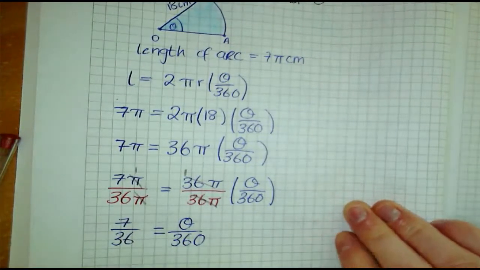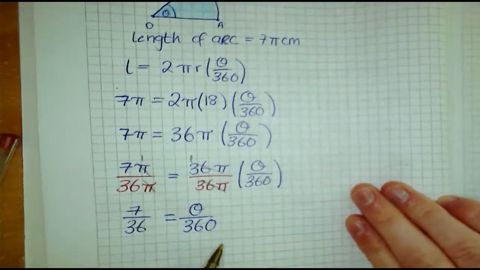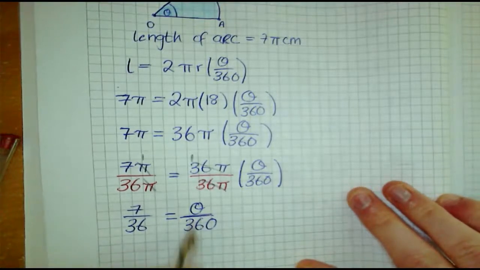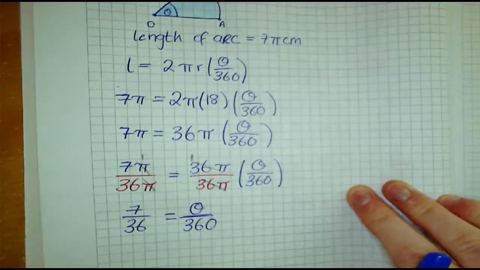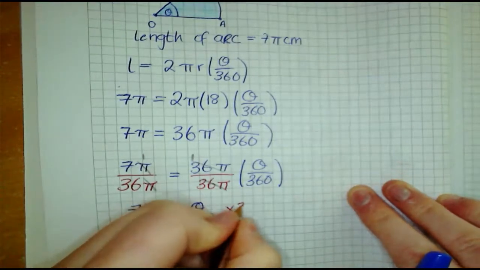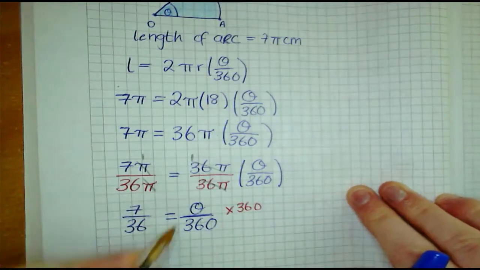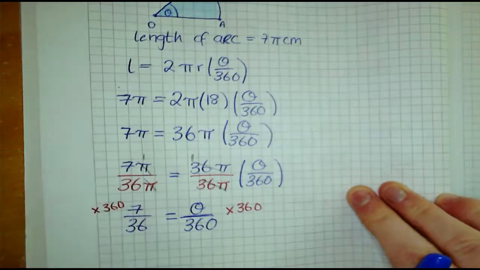Okay, so I nearly have theta on its own now. I just have this divided by 360 to get rid of. Okay, so it's a divide. This line means divide. So the opposite to division then is multiplication. So I'm going to multiply it by 360. But remember, it's an equal sign. It's an equation. What I do to one side, I must do to the other.